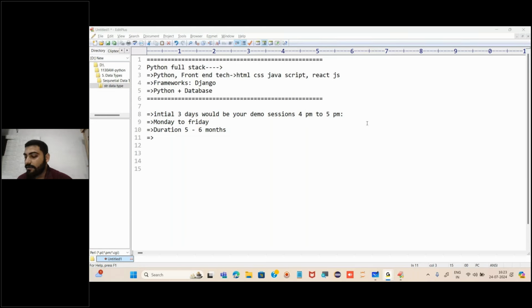And then there will be a lab session every day. From Monday to Saturday you will be having lab sessions. You can come down here and practice from 7 a.m. till 6 p.m. The lab will be open for you.